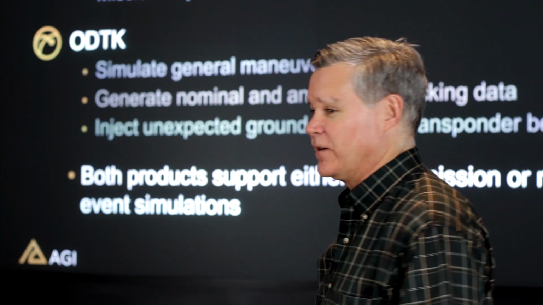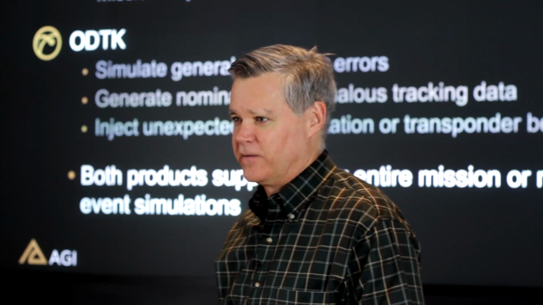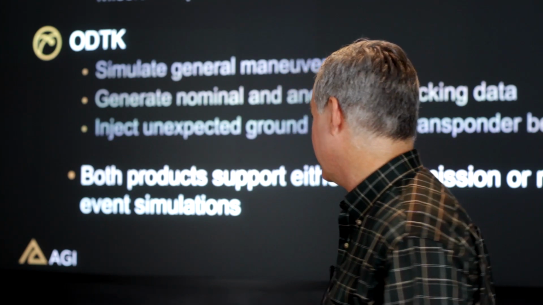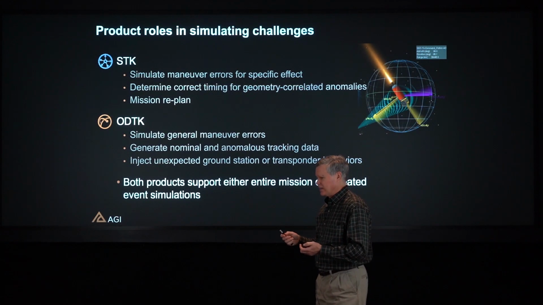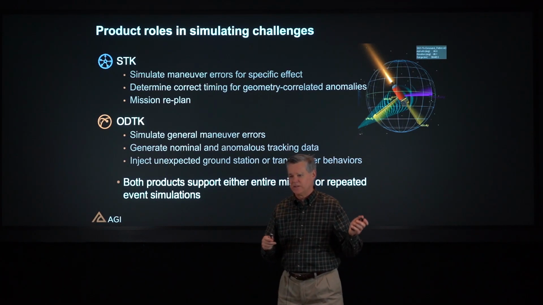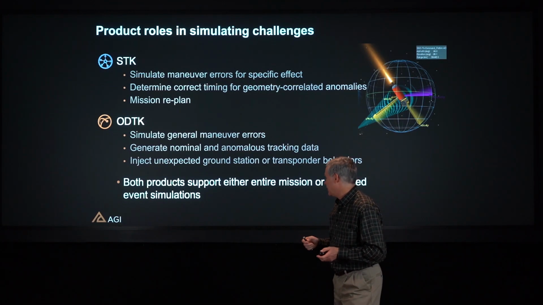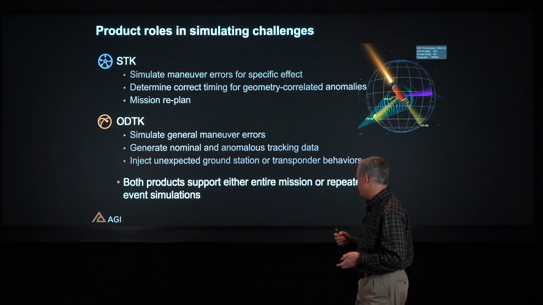On the other hand, if I don't really care what type of maneuver error I'm generating, and I just want to generate random maneuver errors, I can do that directly in ODTK. In addition to generating maneuver errors in ODTK, I can also add tracking data anomalies on top of things. So I can vary range biases or add jumps in the transponder delay. Make the measurement noise much larger than what it's expected to be.